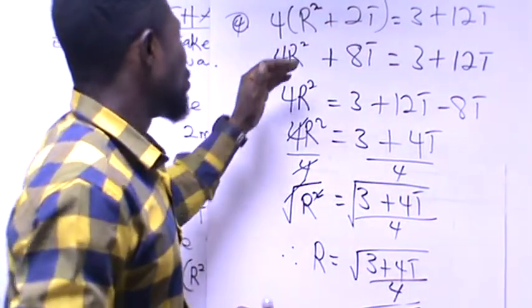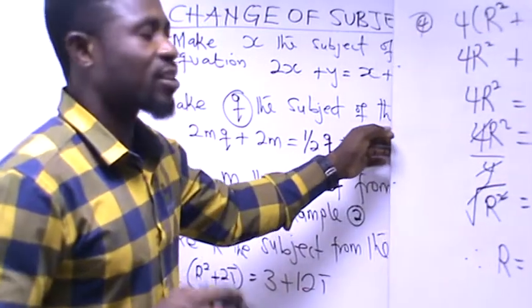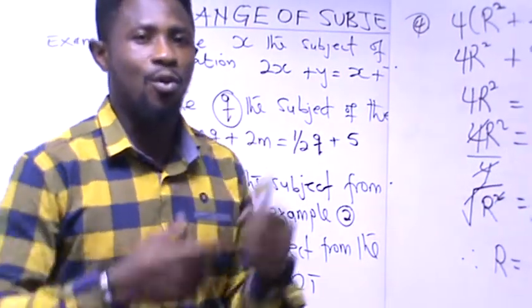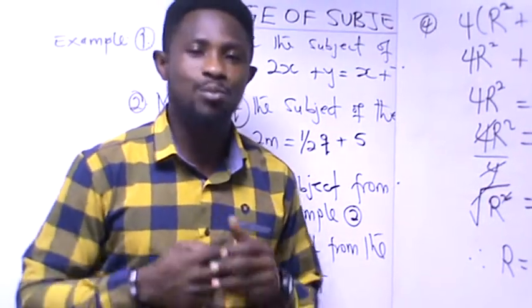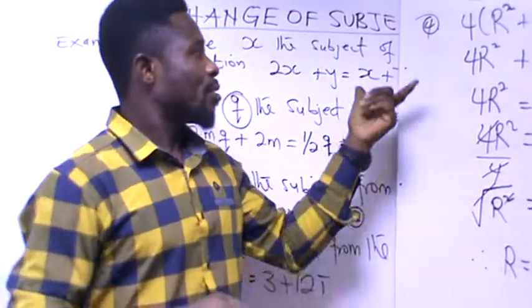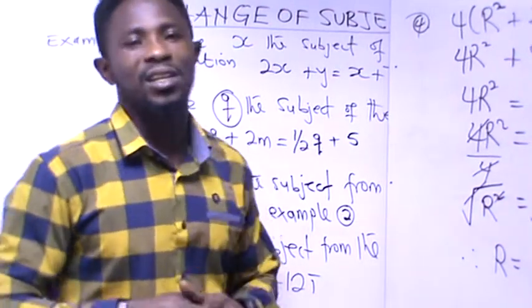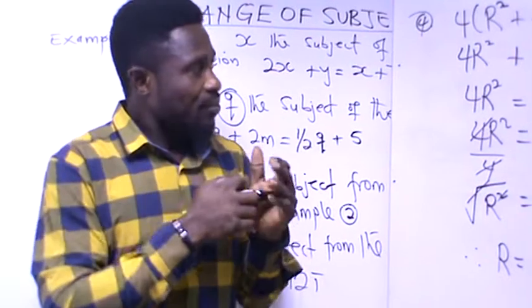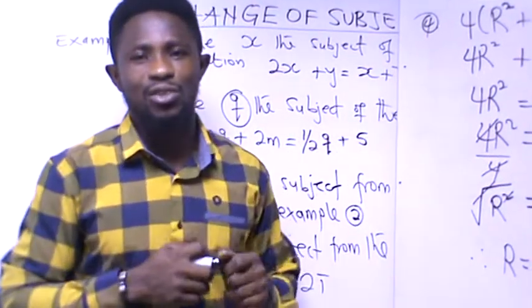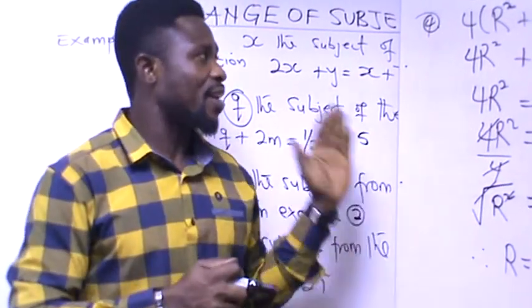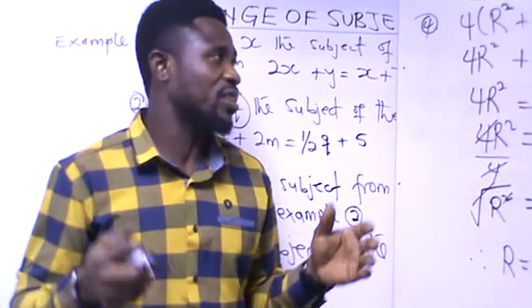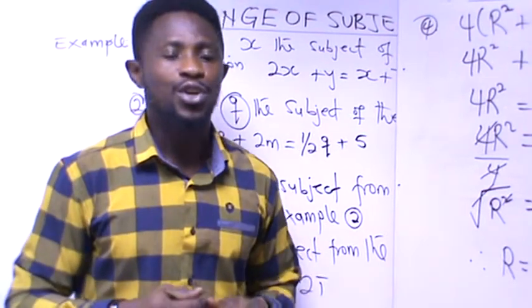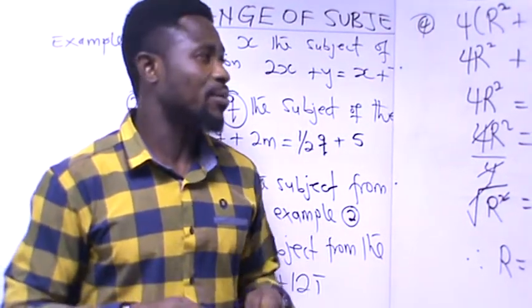So that is how you go by this also, and it's very simple. When you meet a question and you are required to make any variable the subject, you should be able to do it. Consider change of subject to be very, very important in mathematics. So when you are learning, you have to pay good attention to it and master it very carefully, so that when you meet any question regarding change of subject, you should be able to do it in very easy terms.